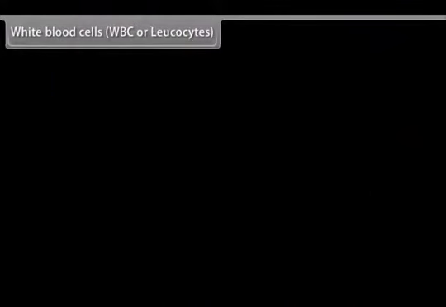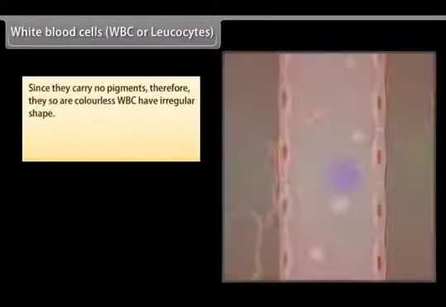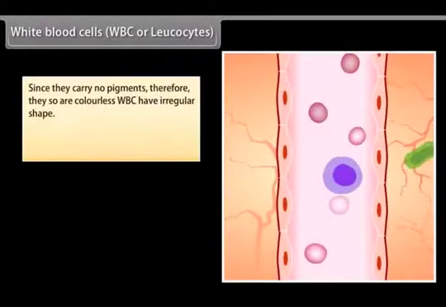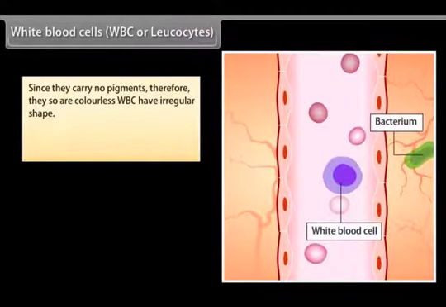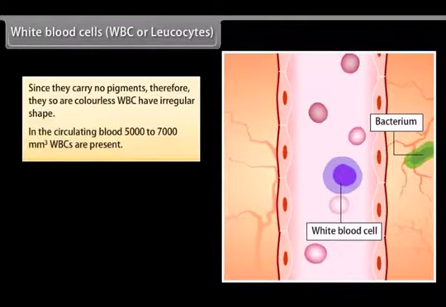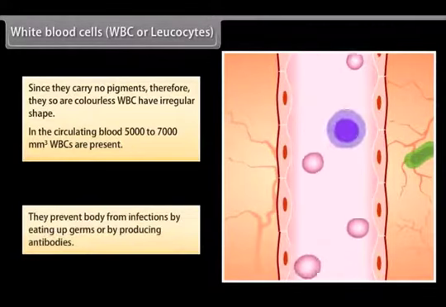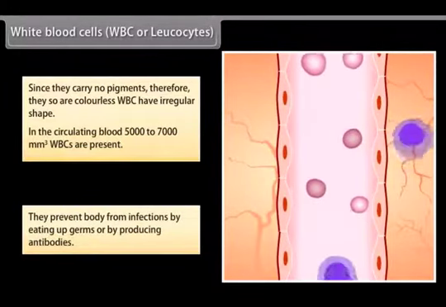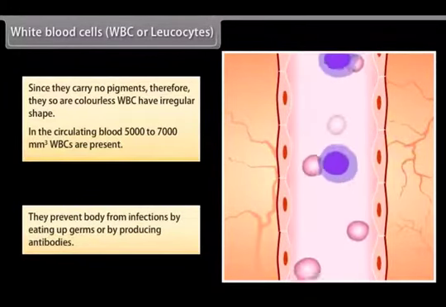White blood cells, WBC or leukocytes. Since they carry no pigments, they are colorless. WBCs have irregular shape. In the circulating blood, 5,000 to 7,000 per mm³ WBCs are present. They prevent the body from infections by eating up germs or by producing antibodies.